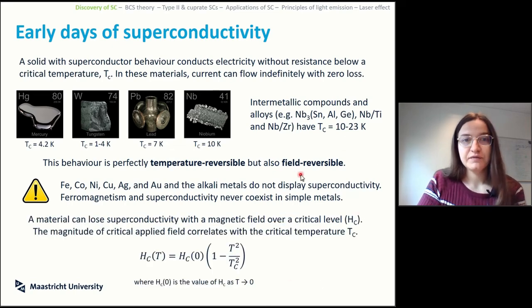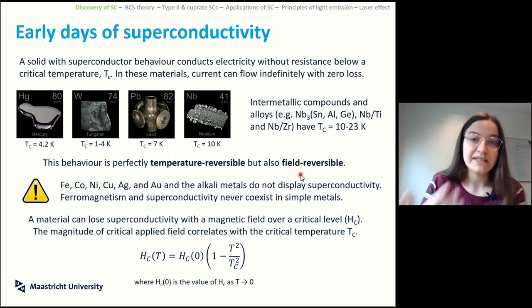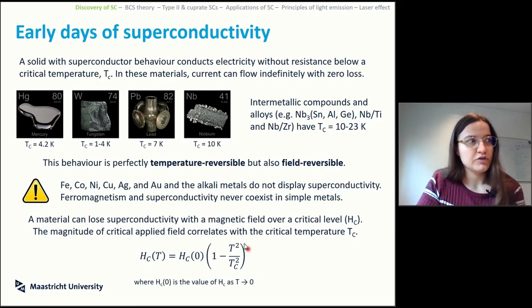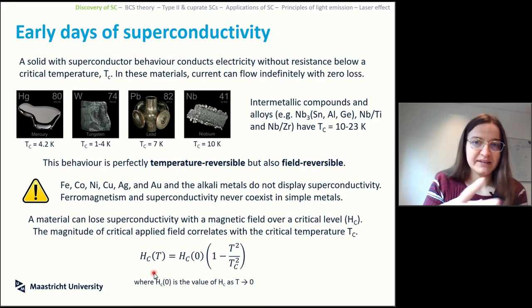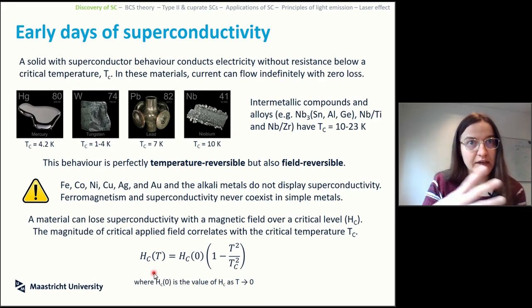So this was already a discernment that was obtained in the early days. When we say that this thing is field dependent, we mean that if you apply a magnetic field to your material and this magnetic field exceeds a certain critical value, then the material will just lose the superconductivity. It was also observed that there was a correlation between the magnitude of the applied field and the temperature in comparison to the critical temperature of the material. So this is a series of parameters that you use to correlate your whole business, right?